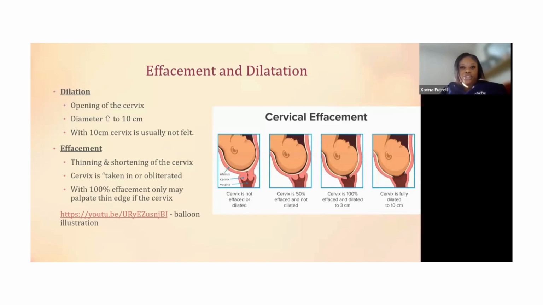I think it's like 2 centimeters dilated, 50% effaced. I'm not sure what the -3 is. Good. Okay. Anybody know what the -3 is called? And I'll explain what it all means. All right, -3 is the station of the baby. Okay, so let's talk about all that.